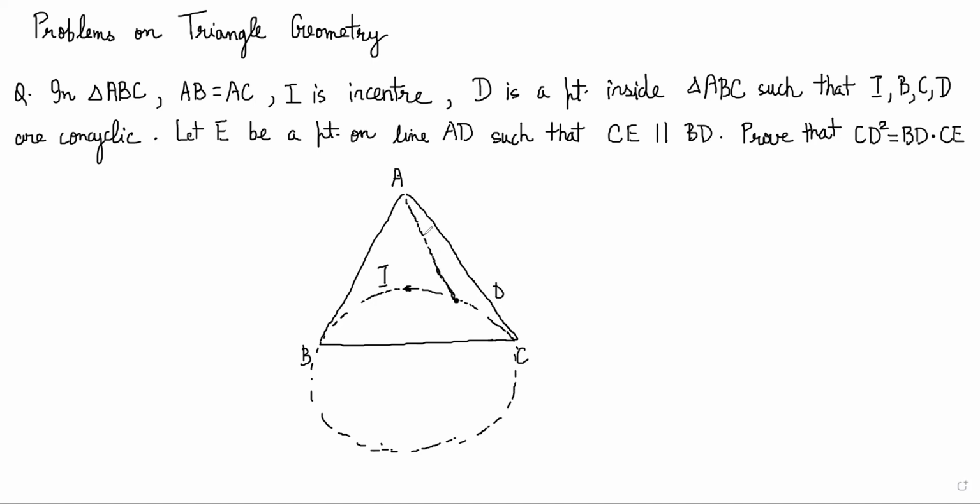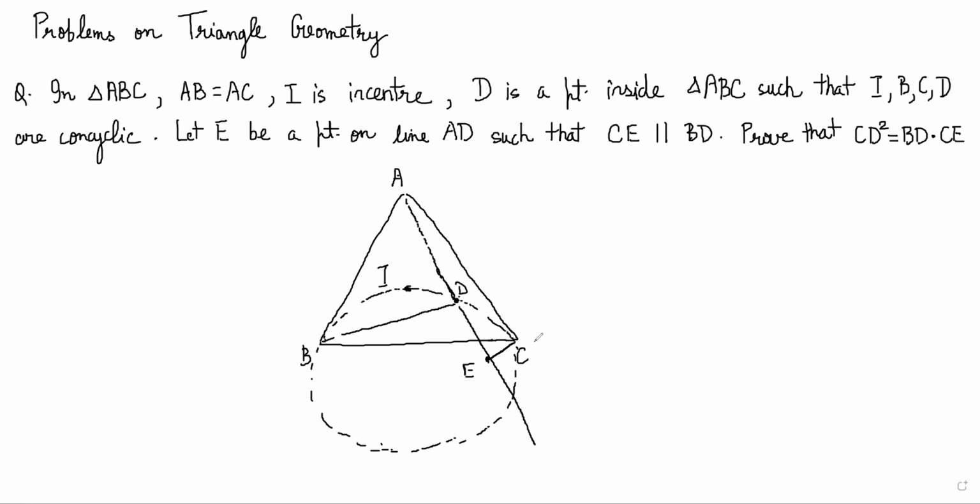E is a point on the line AD such that CE is parallel to BD. So BD also we have to join, and we extend AD. CE is parallel to BD. So this is my D point, BD is this line, so I'll make a line parallel here. This will be my E, a point on AD such that CE is parallel to BD.